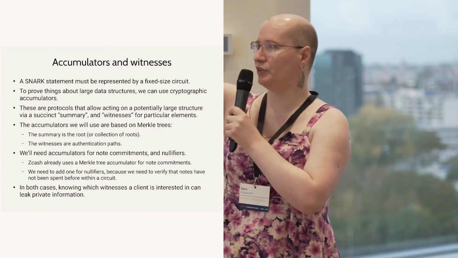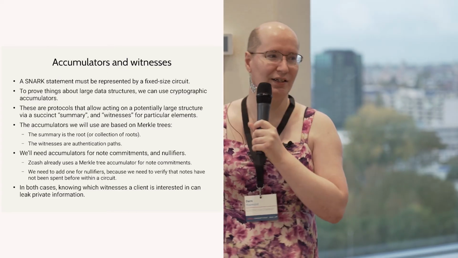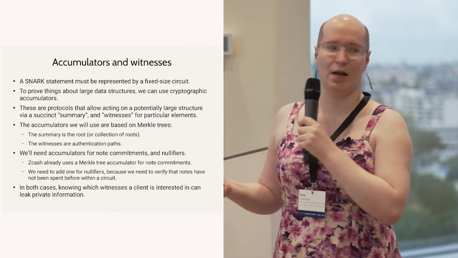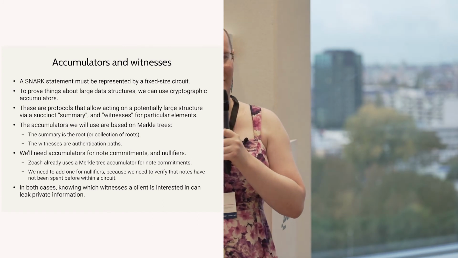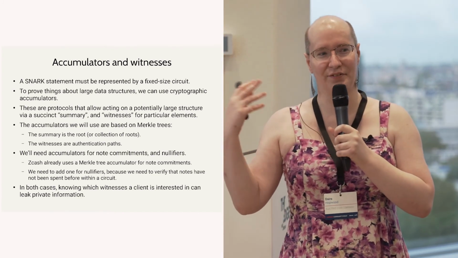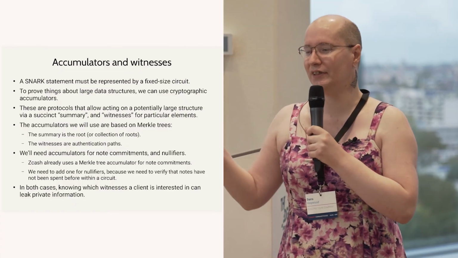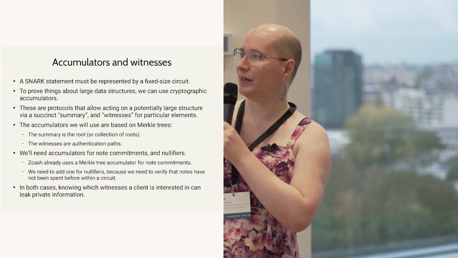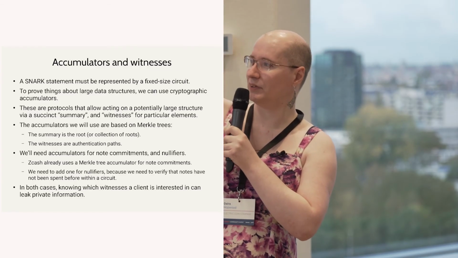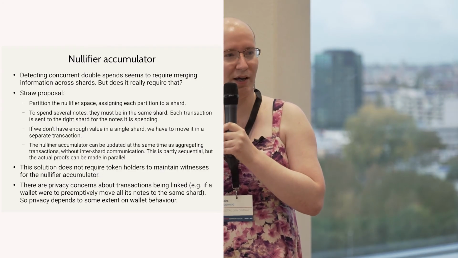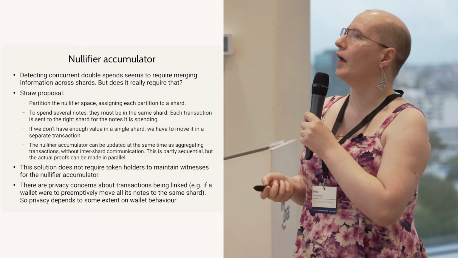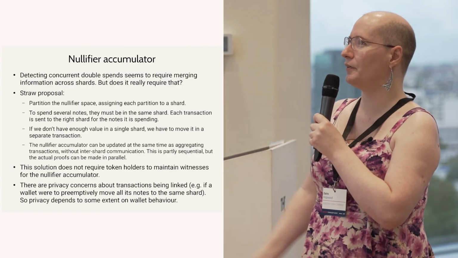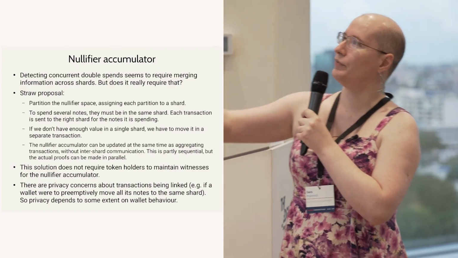We're already using Merkle tree accumulators for the note commitments because that turns out to be the most efficient form of accumulator to use. Possibly that's been altered in the past few days because of a very recent paper that may affect that. But we need to add an accumulator for the nullifiers and be able to prove that a nullifier has not already been used.